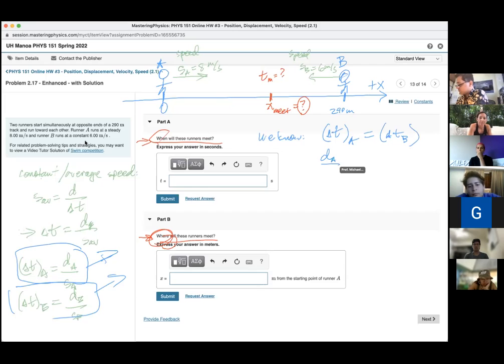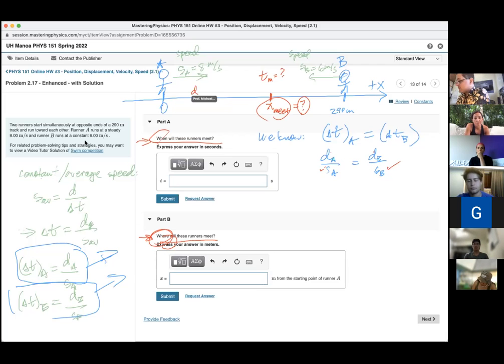Distance runner A travels over speed of runner A is distance runner B travels over speed of runner B. So some of these things we know already outright, right? So we know the speed of runner A, that's 8 meters per second. We know the speed of runner B. But what we don't know is the proportion of these two distances, right? But we can define those in terms of x meet.